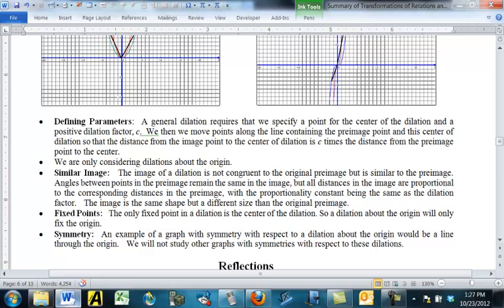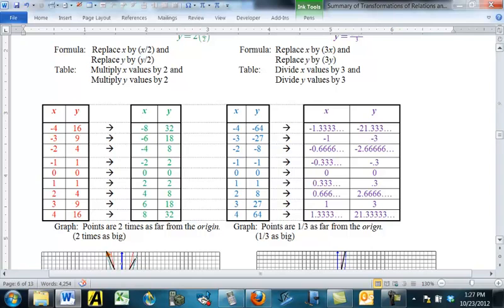So if we go back up here, for example, let's say the distance between 0, 0 and 1, 1 is the square root of 2 if you use the Pythagorean theorem. Well, when you multiply everything by 2, 0, 0 and 2, 2, that distance is twice as big, so that's going to be 2 times the square root of 2. But it doesn't have to be between the center.